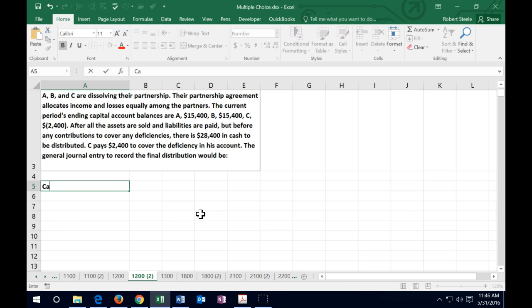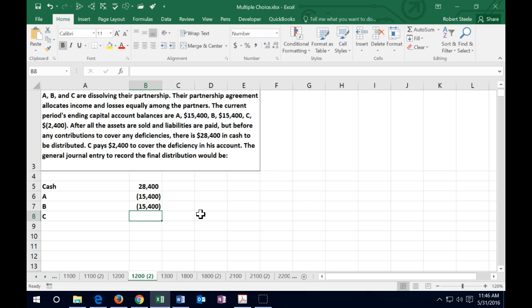And if we look at the trial balance, they're basically saying in the trial balance they have cash of 28,400, and we have A, B, and C are the owners, and there's nothing left except cash because they sold everything else. They did it properly. They sold all their assets, they paid all their liabilities. Now all they have is cash and the capital balances, meaning the capital balances are 15,400 and we have 15,400.